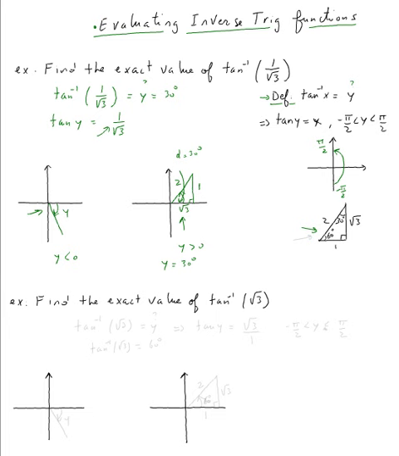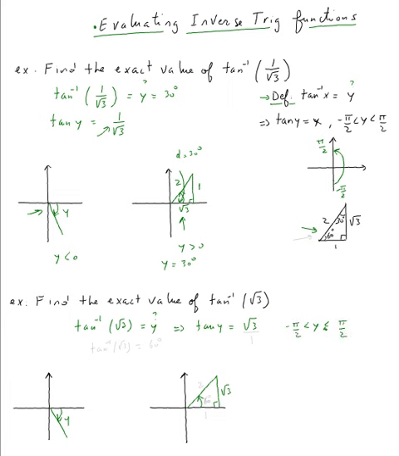Now what about the next example? Same thing. I'm looking for tangent inverse of square root of 3. I'm going to call it y, and this is what I'm looking for. And I know the angle y has to be here or right there. But since tangent is positive, again I'm using this quadrant. So tangent of y is equal to square root of 3, and y is between, not included, negative pi over 2 and pi over 2.